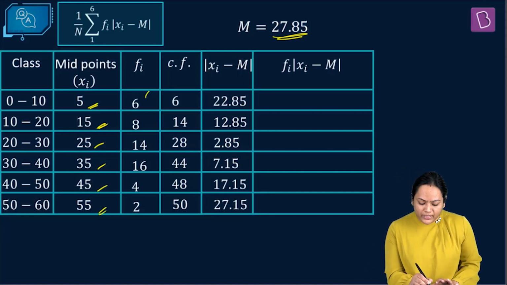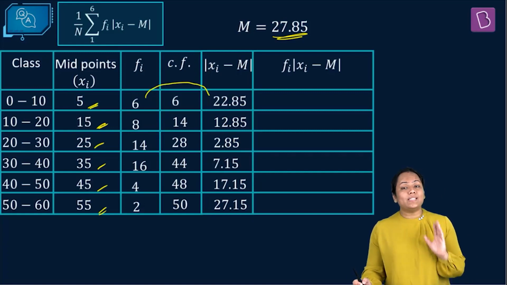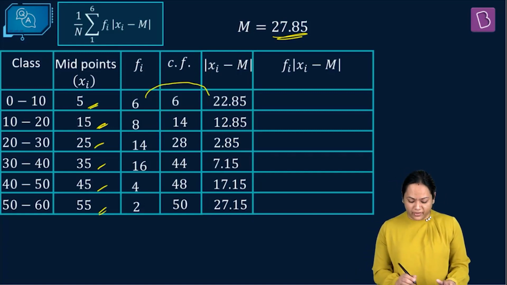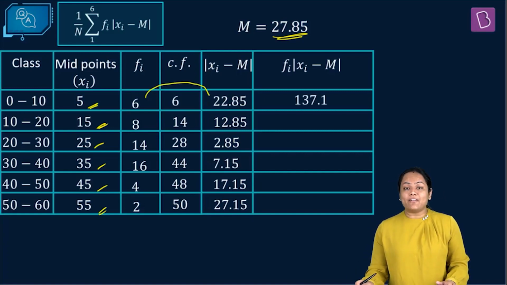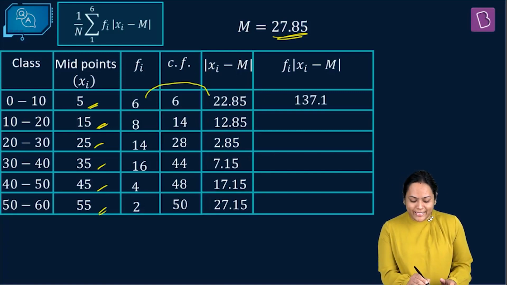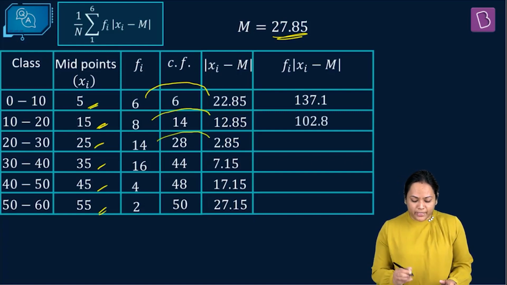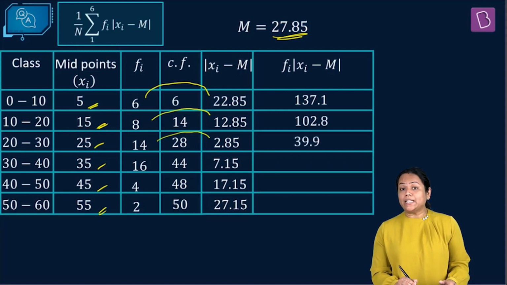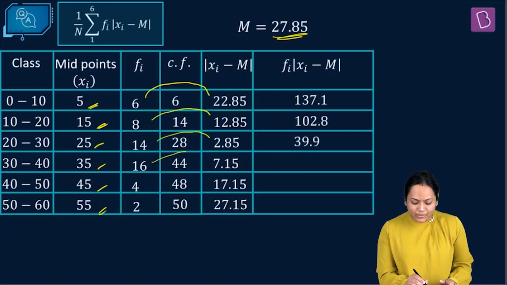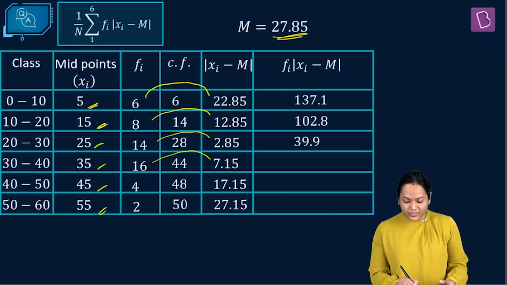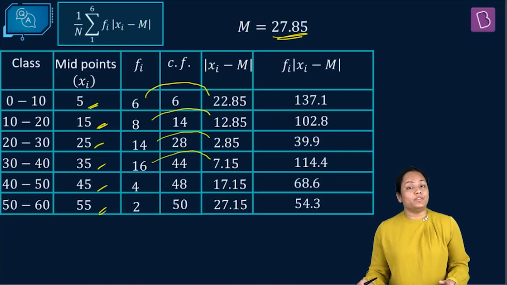And now we have to just multiply the frequency. For the first one, 6 multiplied by 22.85. Well, that value is 137.1. And then we'll go on filling the table. So the next one is 8 multiplied by 12.85, which will become 102.8. 14 multiplied by 2.85, well, that will be 39.9. 16 multiplied by 7.15, that is 114.4. And similarly, the last two also.